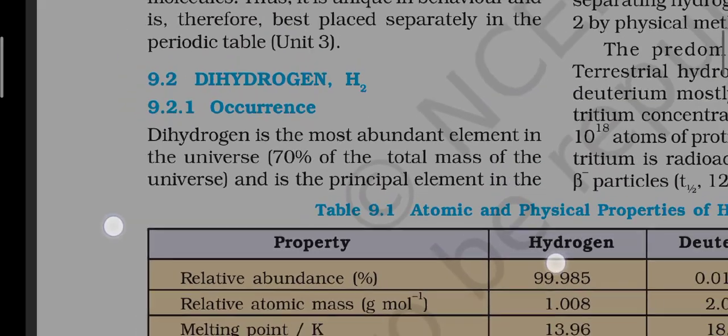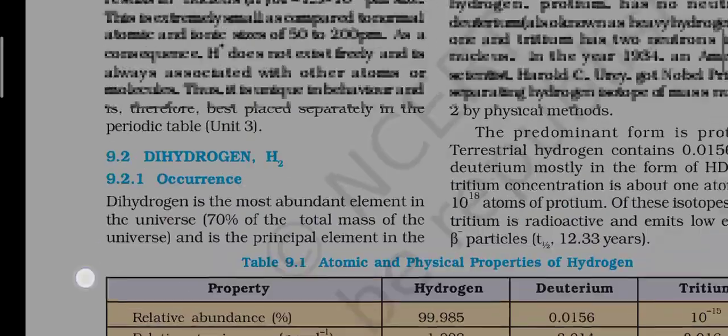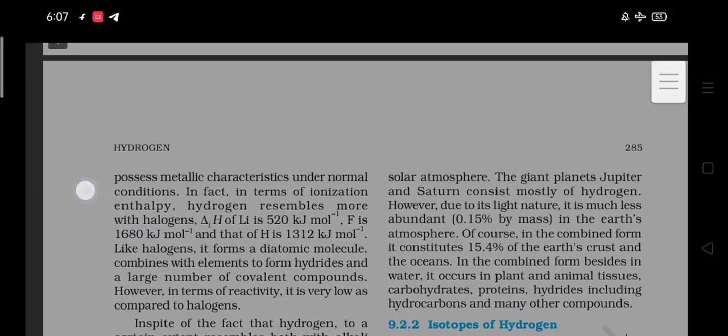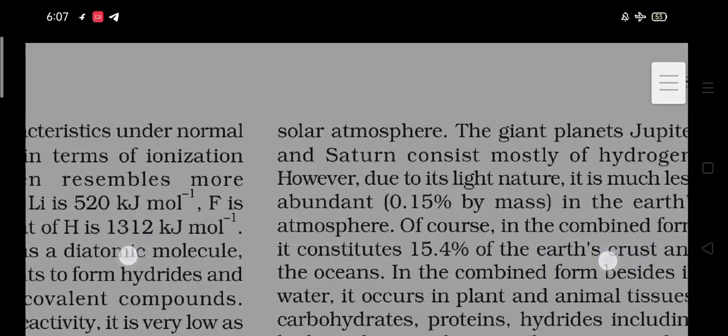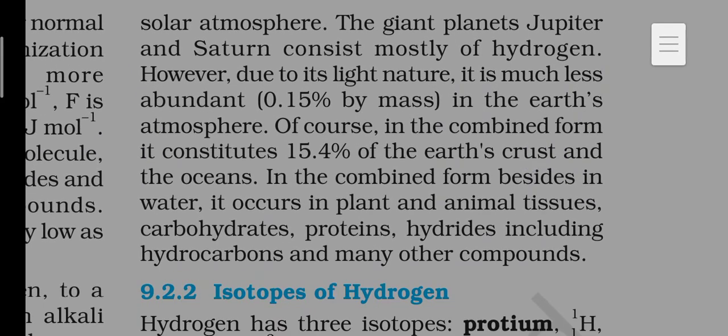Next topic is dihydrogen. Occurrence of dihydrogen. Dihydrogen is the most abundant element in the universe, that is 70% of the total mass of the universe, and is the principal element in the solar atmosphere. The giant planets Jupiter and Saturn consist mostly of hydrogen. However, due to its light nature, it is much less abundant in mass in the Earth's atmosphere. Of course, in the combined form, it constitutes 15.4% of the Earth crust and the oceans.